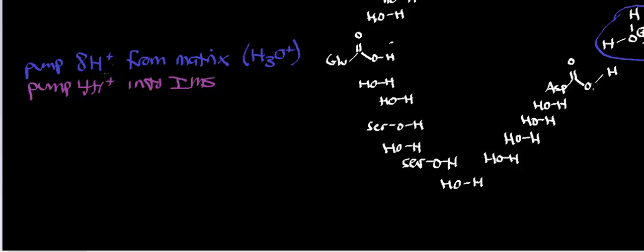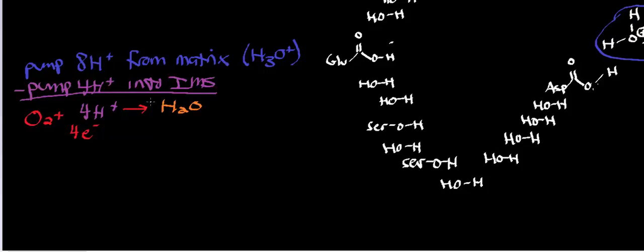Well, the question I want to have you think of is what's happening to those other 4 protons? Because if we subtract off the 4 that are pumped into the inner membrane space, we're left with an excess of 4 protons. Well, the answer to what happens to those is they get incorporated into molecular oxygen. So if you have oxygen plus 4 protons plus 4 electrons, well, what do you get? Well, you get H2O. In fact, you get 2 of them.